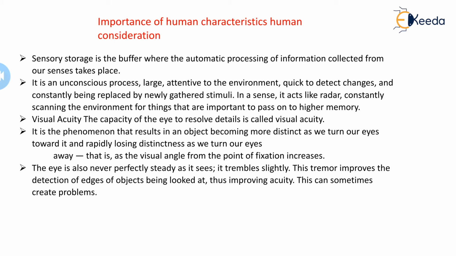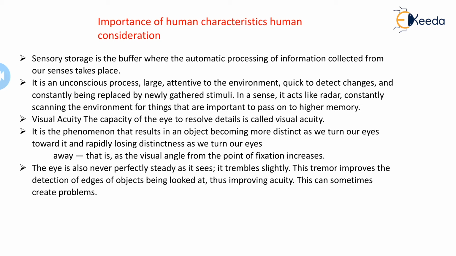Then you have visual acuity. Visual acuity is the capacity of your eye to resolve details. It is mostly related to a phenomenon of the eye, which results in the object becoming more distinct as we turn our eye towards it, or rapidly increasing. As we go far away, the object tends to become small, and as we come closer, it becomes large. So how does the eye react?